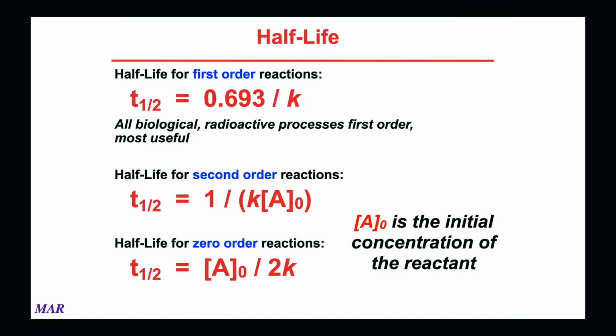When it comes to first order, half-life equals 0.693 divided by k. And 99% of the time, that's the one you're going to use in chemistry. If you do have a second order or a zero order reaction, the half-life looks somewhat similar, but you do need to worry about the initial concentration of the reactant, A0. So you have to know how much you started with, and it will affect your half-life.